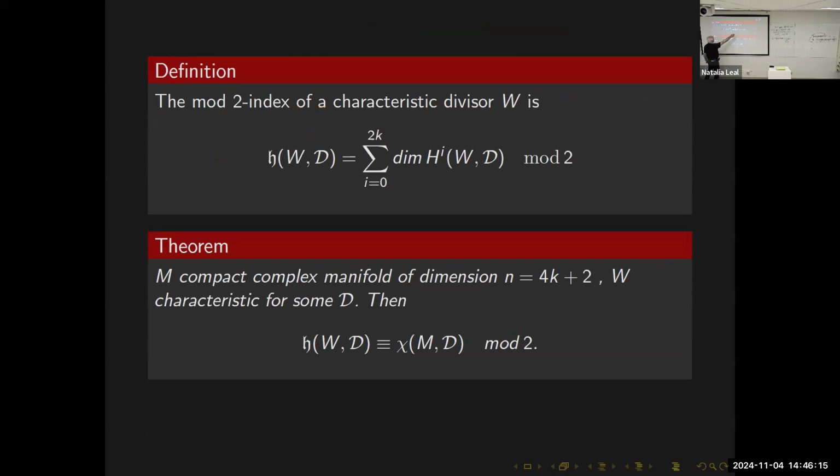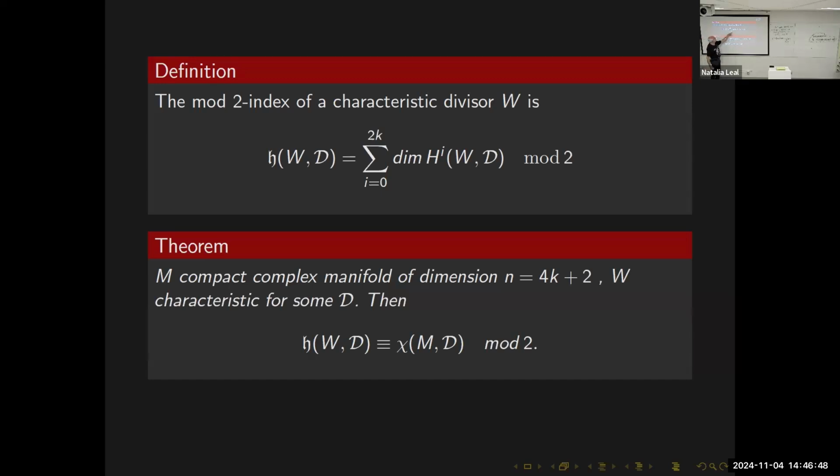Then, given a characteristic divisor, this is a definition that comes from Atiyah and Rees. Atiyah and Rees prove that whenever you have a complex manifold with a spin structure, you can define its mod 2 index in this way, and this is the mod 2 index of the Dirac operator for the spin structure. So we take the name and we define a mod 2 index in this way.